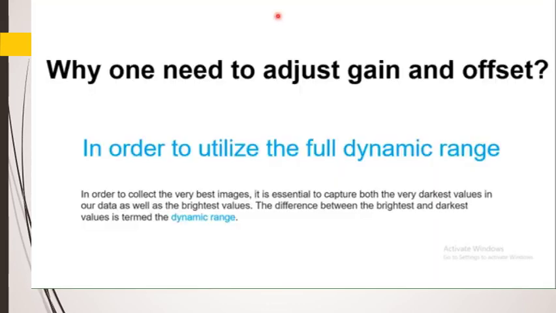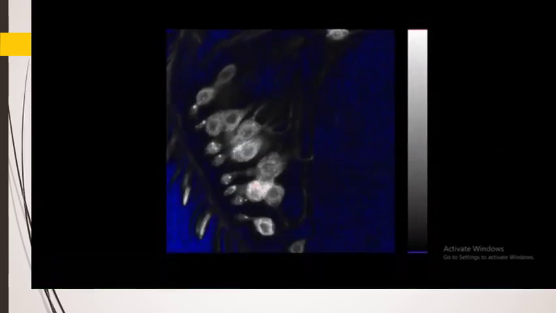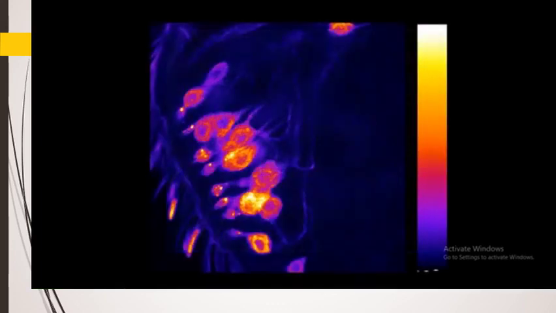Now, why does anyone need to adjust gain or offset? In order to utilize the full dynamic range of imaging, a person needs to adjust the gain and offset optimally. Here you can see there is an image, and this image is quite proper. An image that has all sorts of gray values would be called a good image. So if you don't understand this image, I have another image for you.